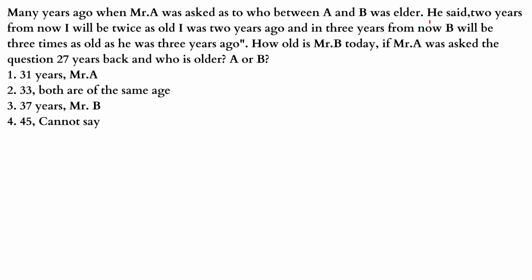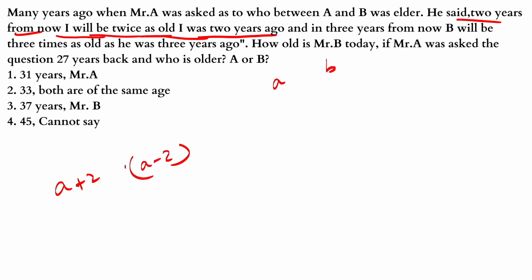So what is the condition for A? Let us assume the ages of A and B as A and B. What is the condition of A? 2 years from now, so A plus 2 will be twice as old as I was 2 years ago. 2 years ago, what can be his age? A minus 2, twice. So 2 into (A minus 2) will be equal to A plus 2. So A will be equal to 6 in this case.